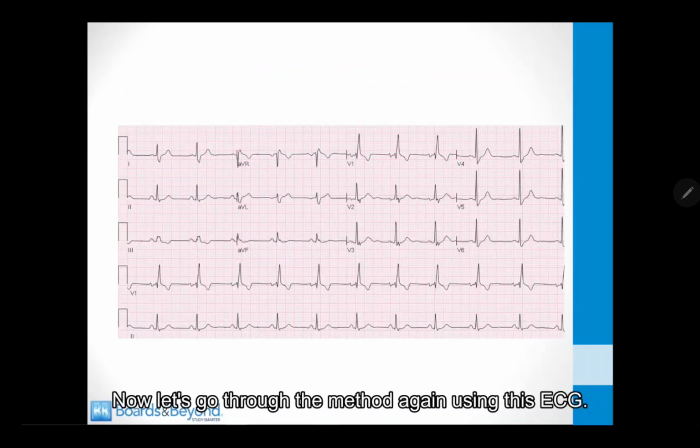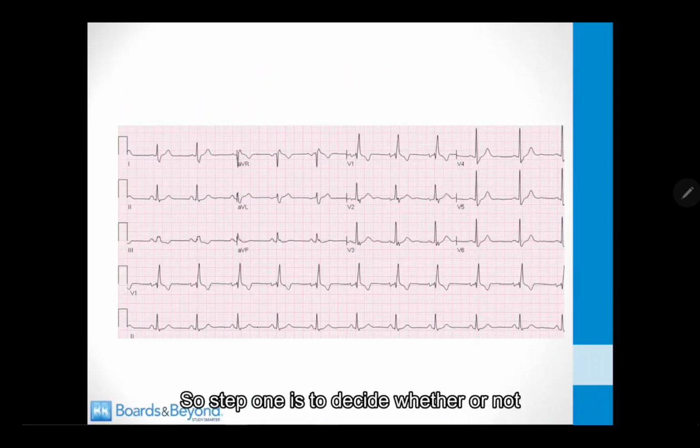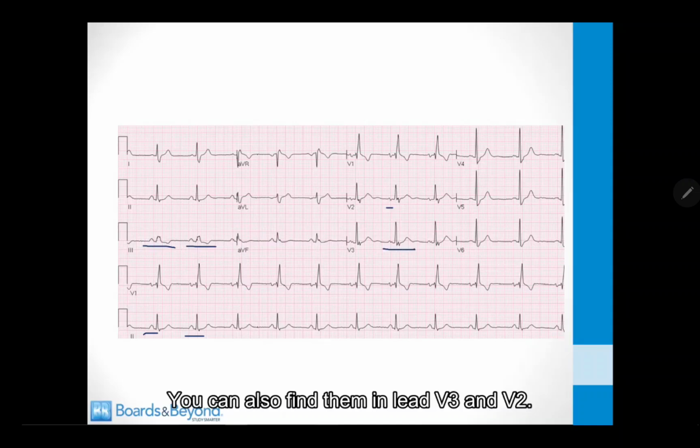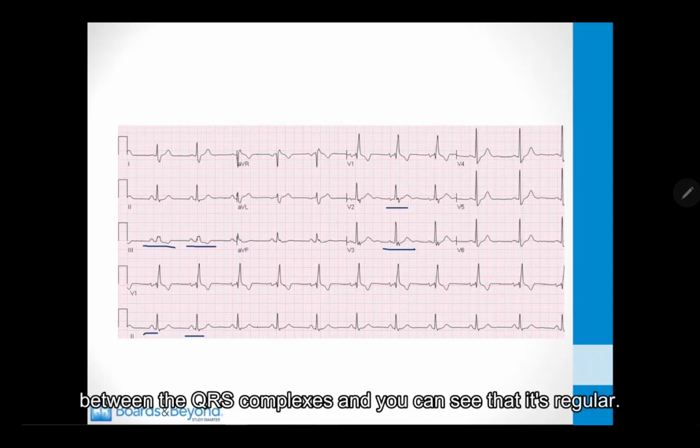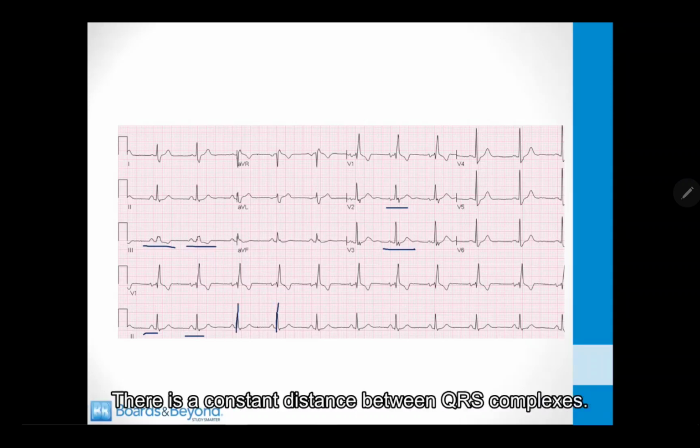Now let's go through the method again using this ECG. Step 1 is to decide whether or not there are P waves present, and it's very easy to see P waves here in lead 2. You can also see them in lead 3. You can also find them in lead V3 and V2. They're all over the place, so there are P waves present on this ECG. Step 2 is to look at the distance between the QRS complexes, and you can see that it's regular. There is a constant distance between QRS complexes.